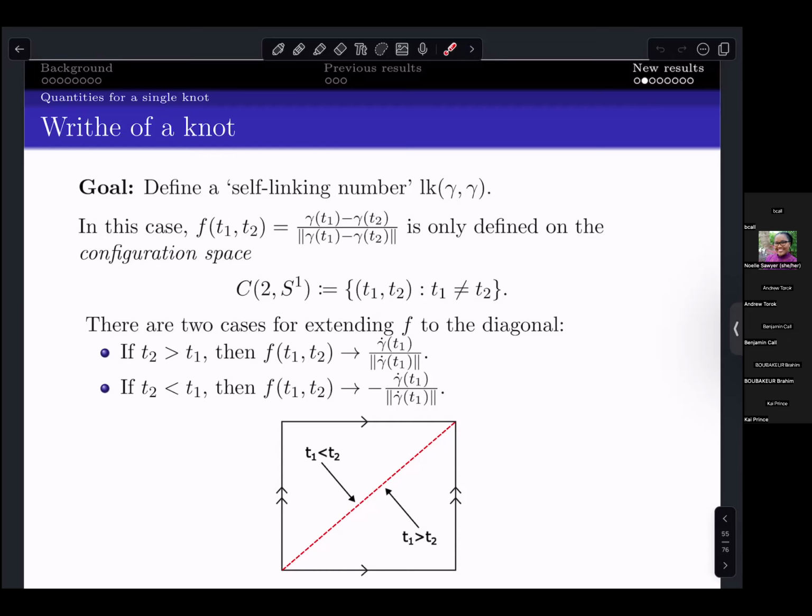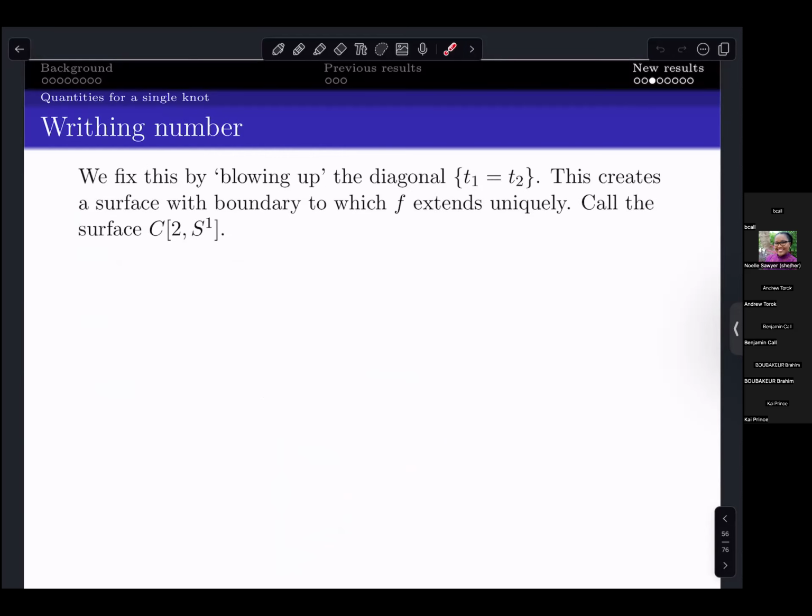Okay, so knot people, and I don't mean NOT people, I mean KNOT people, decided to try and remedy this kind of situation by taking a different compactification of the torus without the diagonal. So instead of just trying to put the diagonal back in and extend your function, what you do is you blow up the diagonal. You can, and this is essentially what you end up doing.